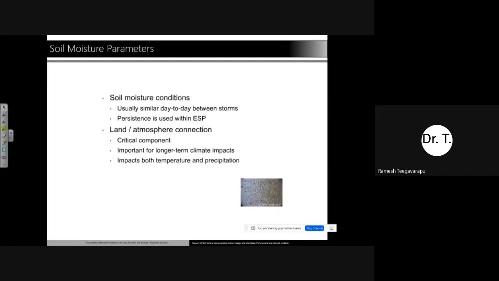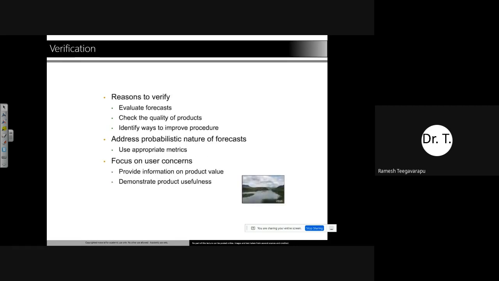So the main components which will affect our streamflow forecasting: ensemble forecasting, that is your soil moisture conditions, land atmospheric connections, long-term temperature, precipitation, and so on.